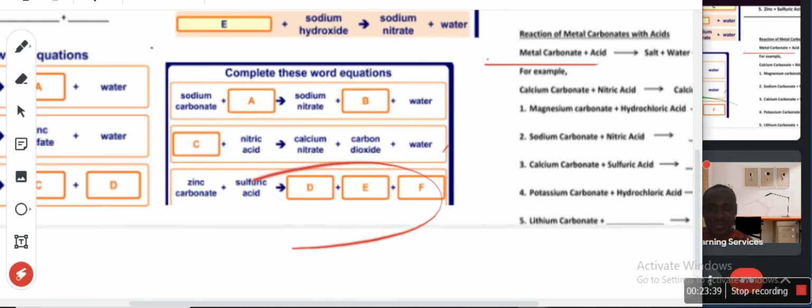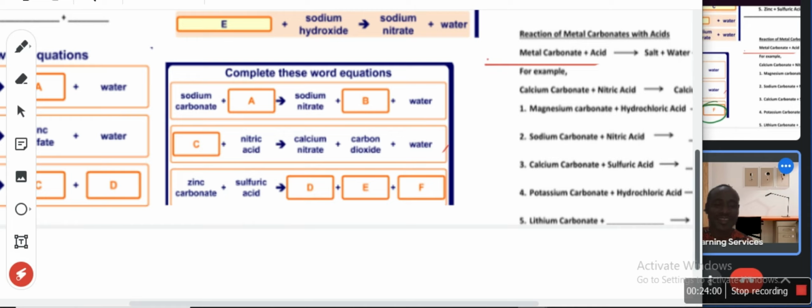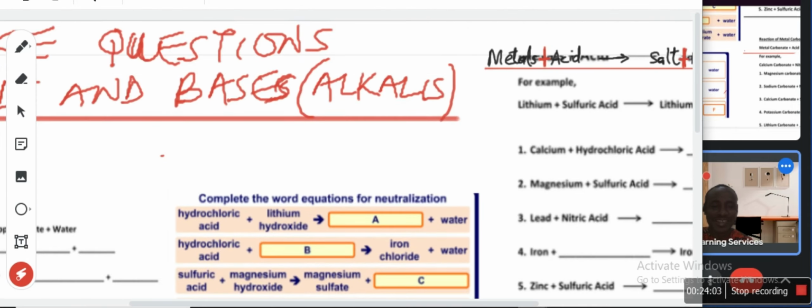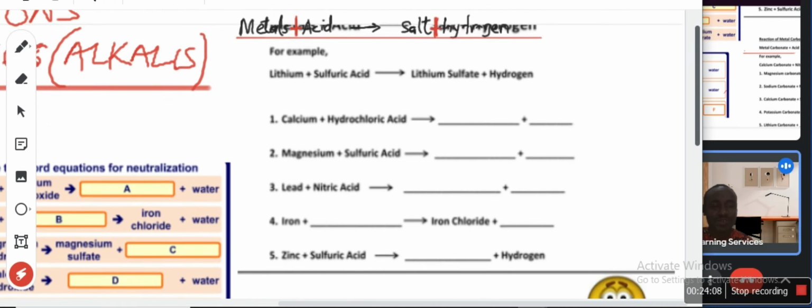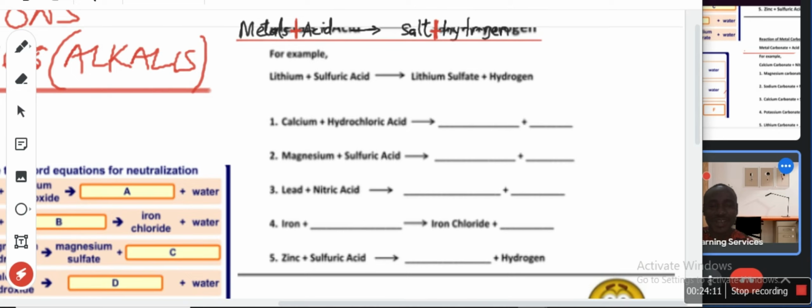Zinc carbonate plus sulfuric acid. What should it give? That is zinc sulfate plus carbon dioxide plus water. Awesome. Zinc carbonate plus sulfuric acid will give zinc sulfate plus carbon dioxide plus water. You are such a fantastic scientist. Don't you feel like one? Yeah. Look at how you're getting this so easily and so quickly. Have you learned them before? No. Oh, that's fantastic.